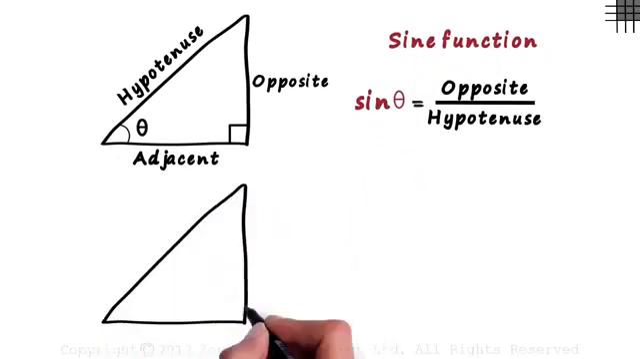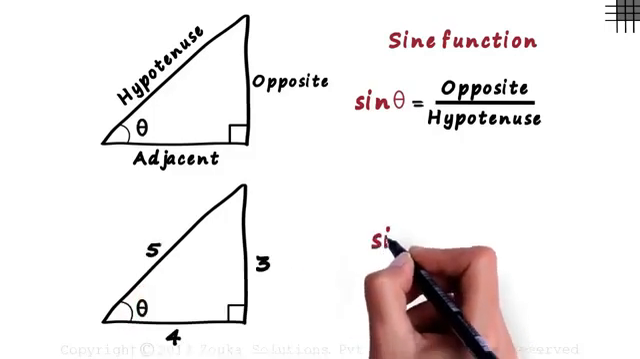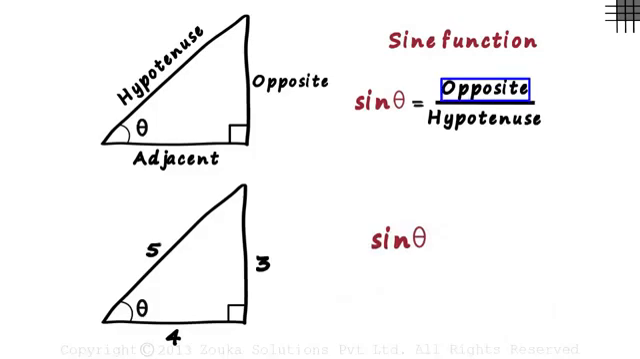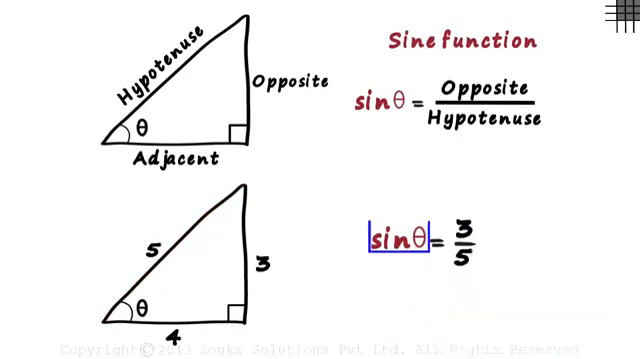We have this right triangle. Let this angle be theta. And let the lengths of the sides be 3, 4 and 5 units. The formula for sin theta is opposite by hypotenuse. The length of the side opposite the angle theta is 3 units. So we write a 3 in the numerator. The hypotenuse is 5 units. So we write 5 in the denominator. The sine of theta in this case is equal to 3 by 5, which equals 0.6.